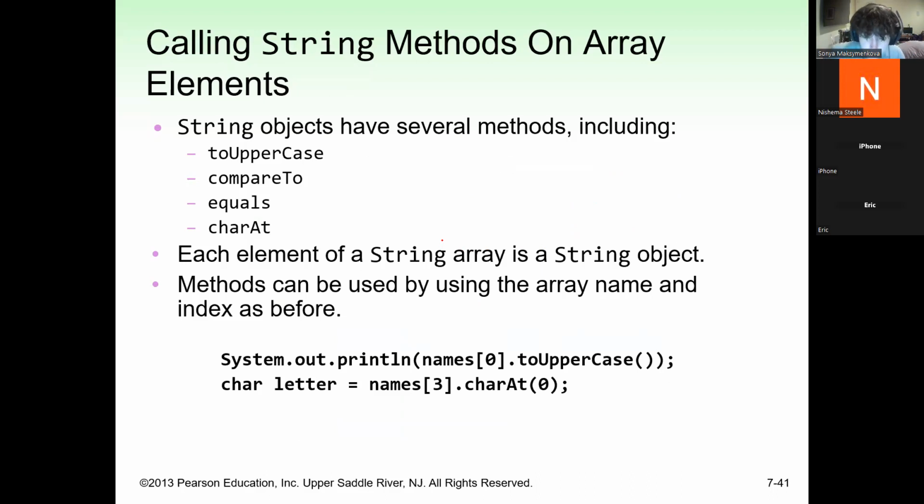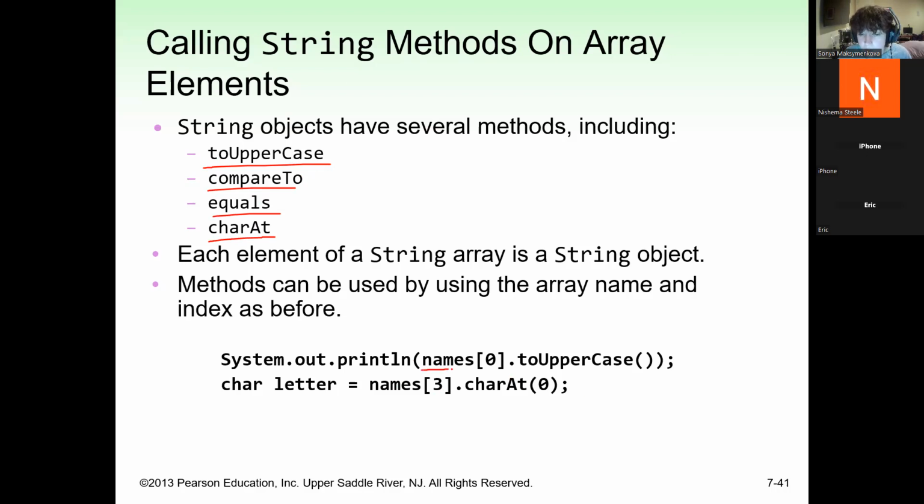All right, I think this is the last thing I'm going to cover today. Since our string array is considered a string objects array, we can use the same methods that we use on strings. We can use them on the elements of a string object array. So these are the string methods that we have: toUpperCase, compareTo, equals, and charAt. And this is the way you would use them.